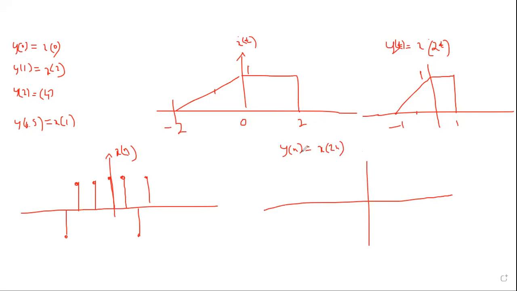What will be y of 0? y of 0 is x of 0. What is x of 0? 1. Okay, 1. What is y of 1? x of 2. So what is there at x of 2? See, 0, this is 1, this is 2, this is 3, -1, -2, -3.